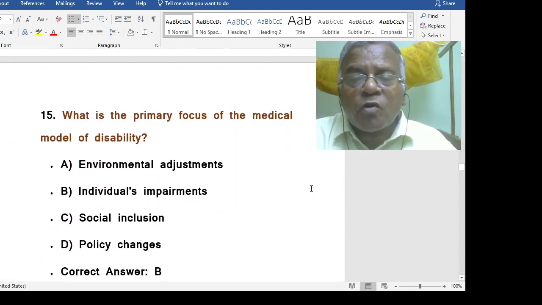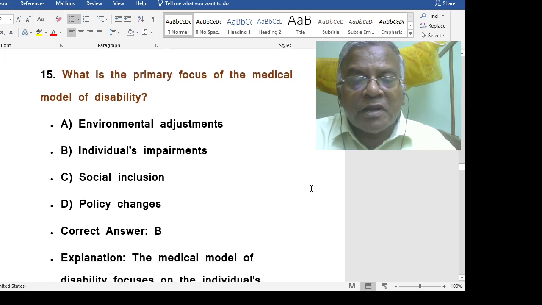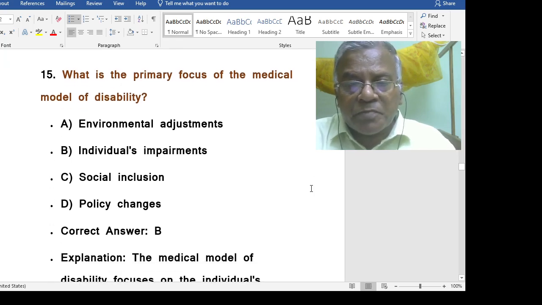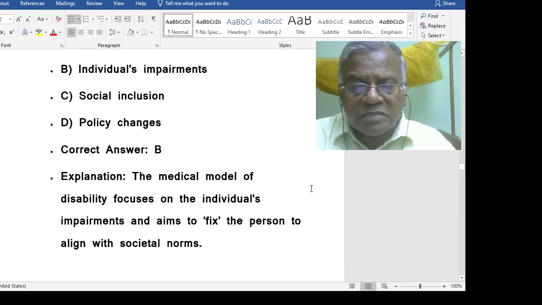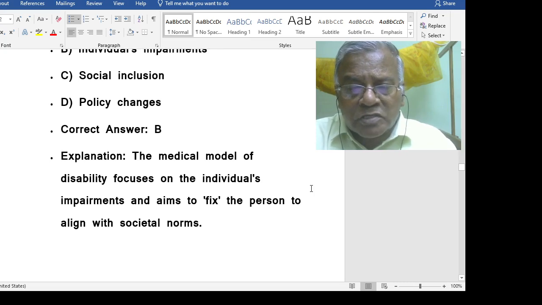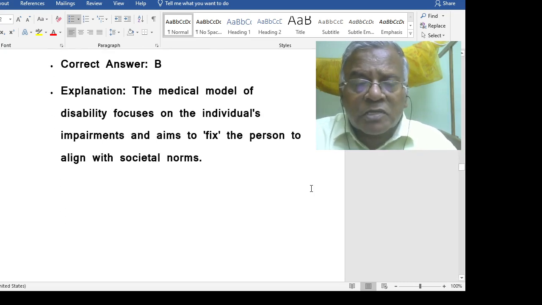What is the primary focus of the medical model of disability? That is the individual's impairments. The medical model of disability focuses on the individual's impairments and aims to fix the person to align with the societal norms.